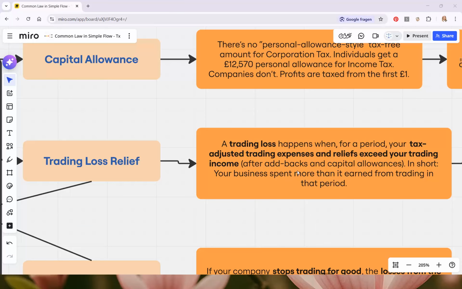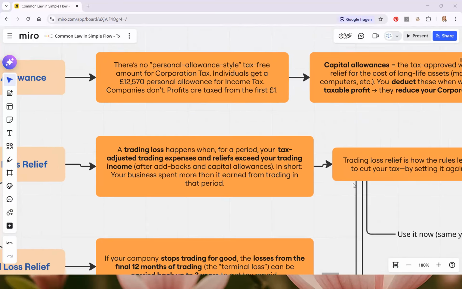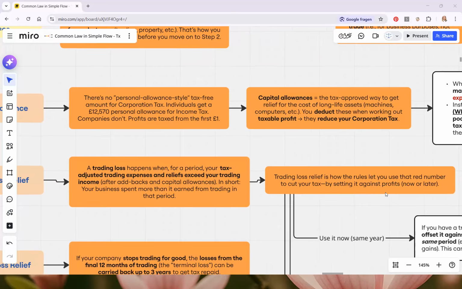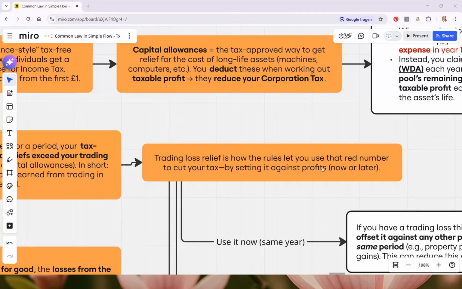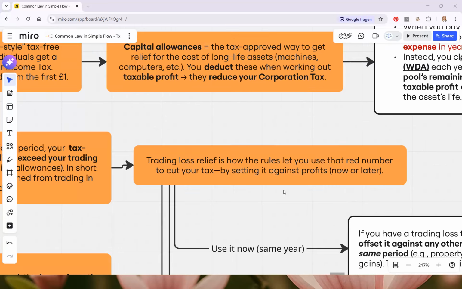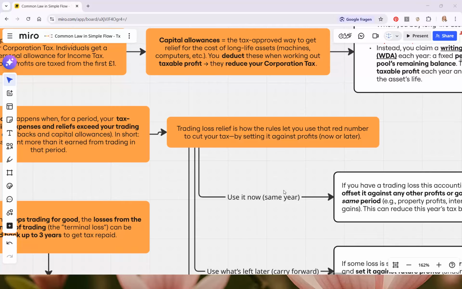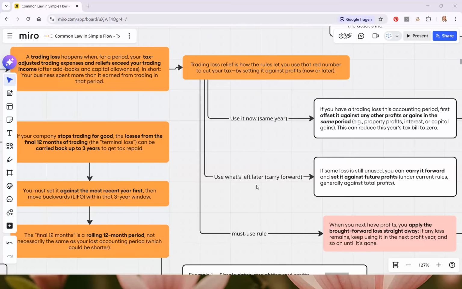Once again, a trading loss happens when for a period your adjusted trading expenses and reliefs exceed your trading income. Trading loss relief is how the rules let you use that red number to cut your tax by setting it against profits now or later. So let's understand what it means to use it now in the same year, and use what's left later, so to carry forward, and the must use rule.